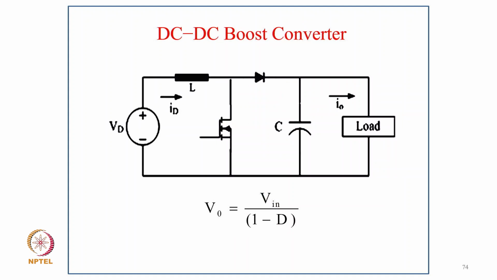Now coming to the next converter, we call it the DC-DC boost converter, where we have a source input voltage VD, and ID is the current in the source flowing through the inductor, the MOSFET, diode and capacitor, and the load.